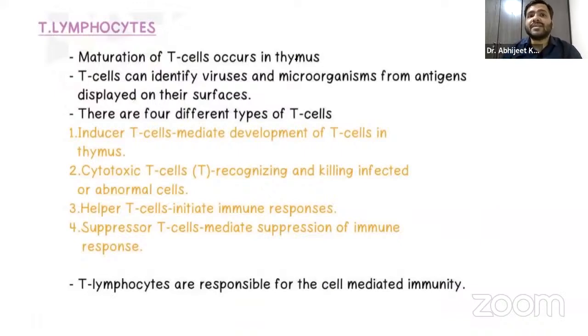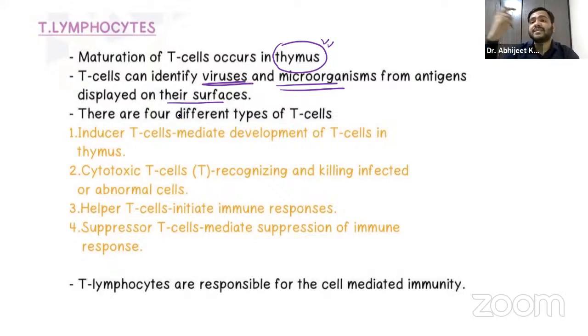Second, the T lymphocytes, guys. Remember, the maturation of T lymphocytes occurs in the thymus. They can identify the viruses and microorganisms from antigens displayed on their surfaces. Viruses have different antigens which are displayed on the surface, and other microorganisms too, so that they can be recognized by these T lymphocytes.